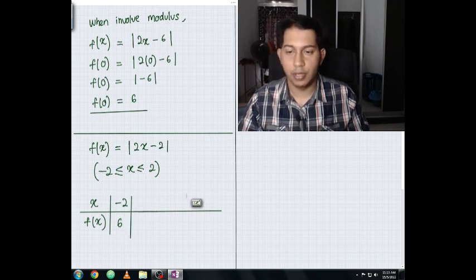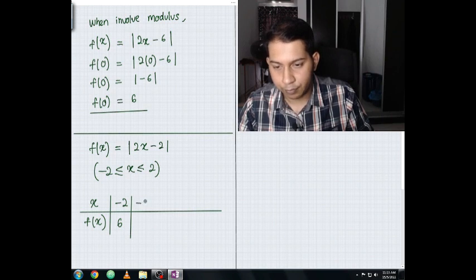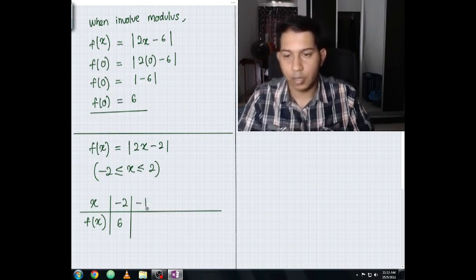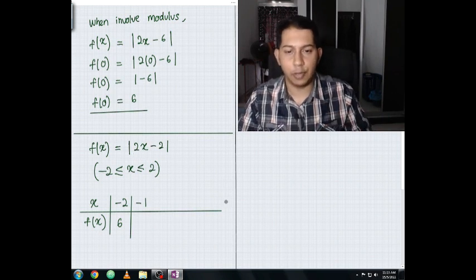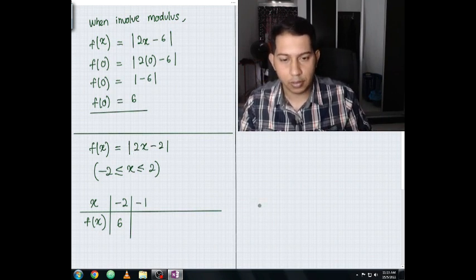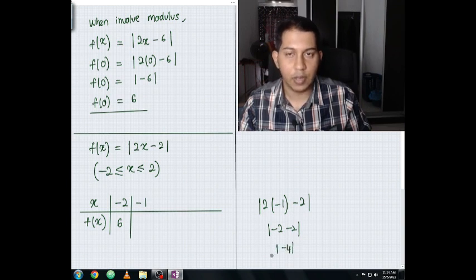Then proceed with the next possible value, which is negative 1. You substitute this negative 1 into the function. Let me show you one quick example of how it might look. Modulus of 2 times negative 1, minus 2, close modulus. 2 times negative 1 you get negative 2, minus 2, and then you get negative 4. Since you have a modulus, automatically it becomes 4.